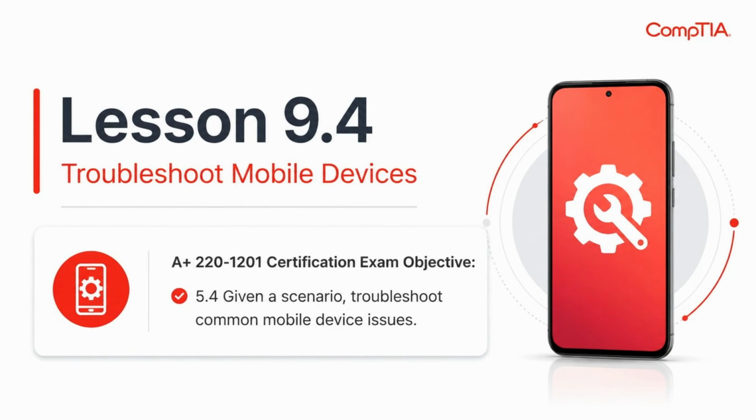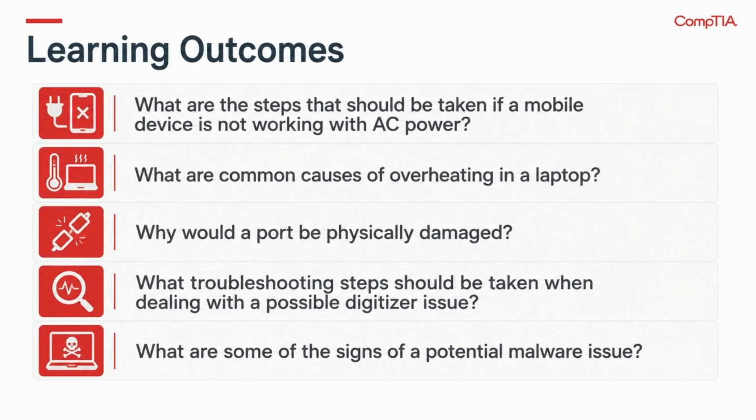This lesson maps to A+ 220-1202, Objective 5.4, Troubleshooting common mobile device issues. By the end of this lesson, you should be able to answer: what steps should you take if a mobile device isn't working with AC power?